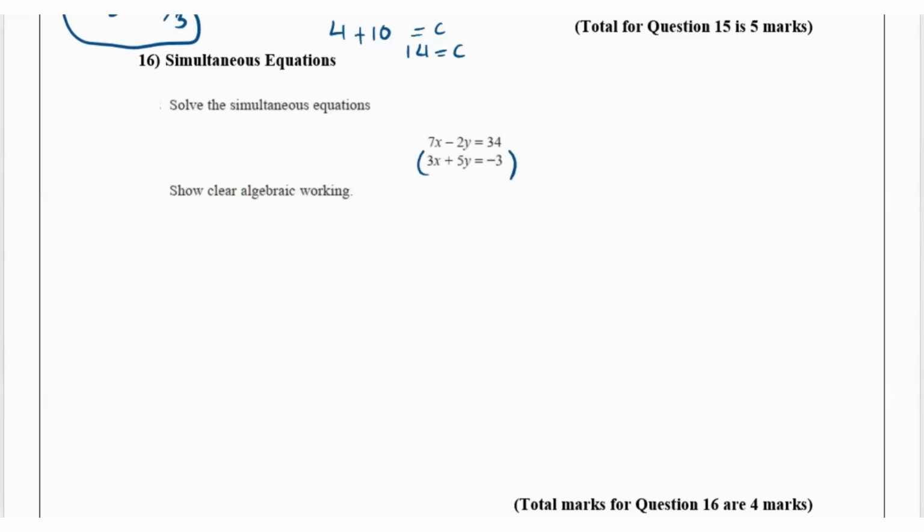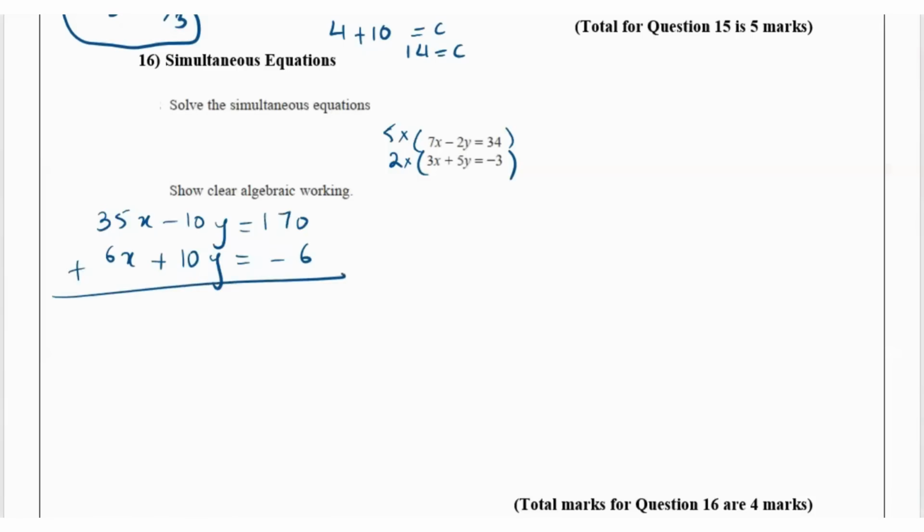So to make the coefficients equal for y, I multiply the second equation by 2 and the first equation by 5. So that gives us 35x minus 10y equals 170. Then 6x plus 10y equals negative 6. Since I'm trying to eliminate y, I've made the coefficients equal, which are 10. Now the next thing I need to do is check the sign for y. As you can see, for y one is negative and the other is positive.